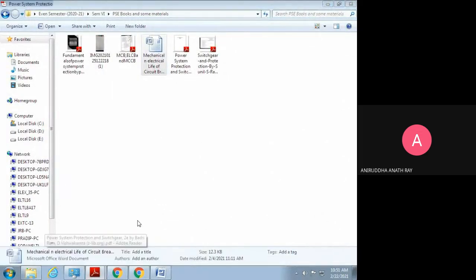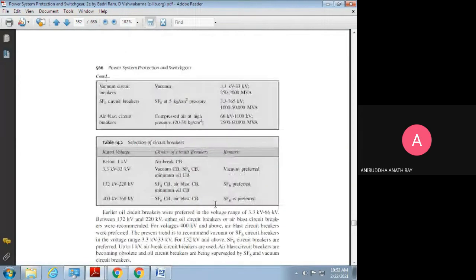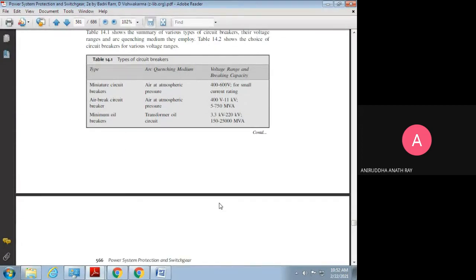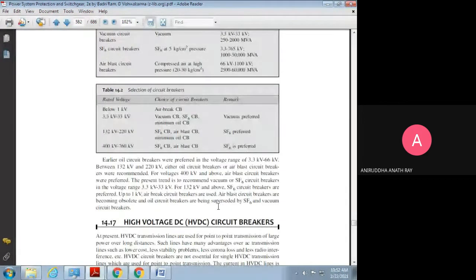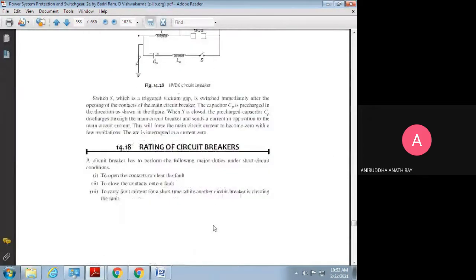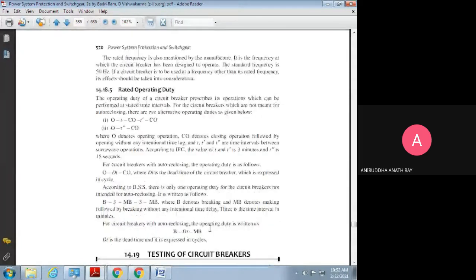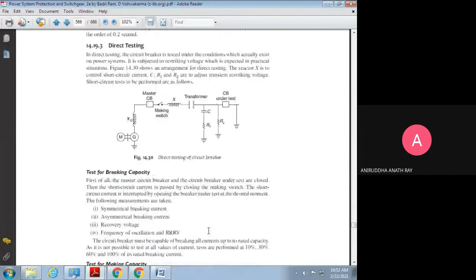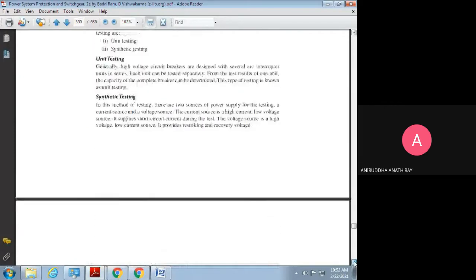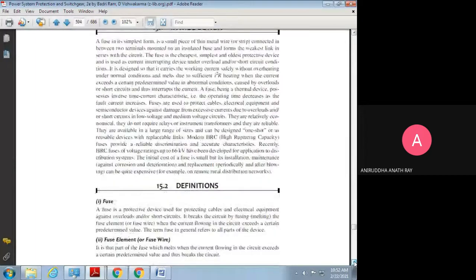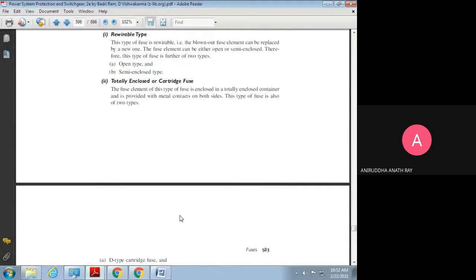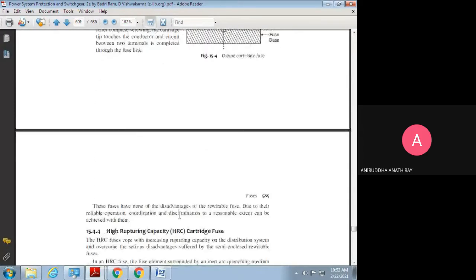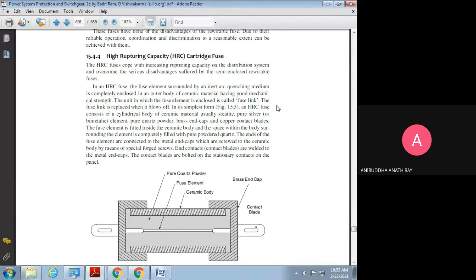So construction and working are different; I will take them from Bhadiram, refer to chapter number 15.